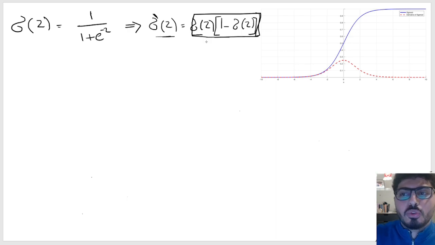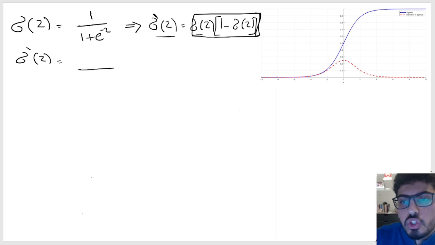And if you don't want to know how this is computed, you can skip straight ahead. If you're interested to know how this gradient is computed, we're going to compute it in this slide. Okay, so let's do it. What is the gradient of the sigmoid function? So what is the derivative of 1 over 1 plus e to the negative z with respect to z?